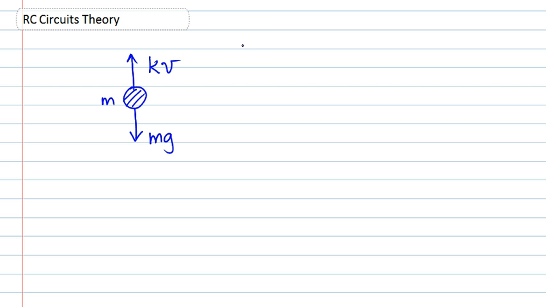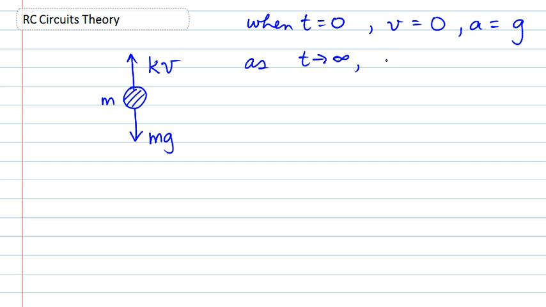If we were to try to solve this system for the position or the height as a function of time, we would find that when an object first starts off, it has zero velocity. So we could guess that when t is equal to 0, the velocity should be equal to 0, and the acceleration should be equal to 9.8. That's just common sense. And we could also guess that as time goes to infinity, the velocity is going to go to some terminal value, v_t, and the acceleration is going to be equal to 0.